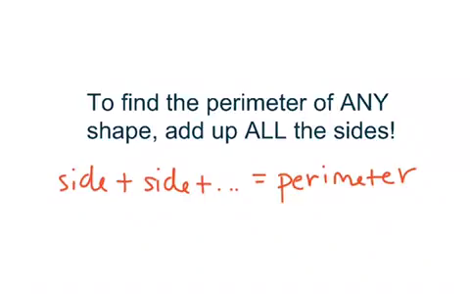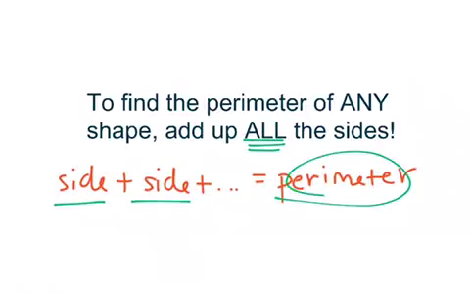So just to review, to find the perimeter of any shape, you are going to add up all the sides of the shape. Even if it's an irregular shape, you're still adding up all the sides. Triangles, quadrilaterals, irregular shapes, you're always adding however many sides there are to find the perimeter.